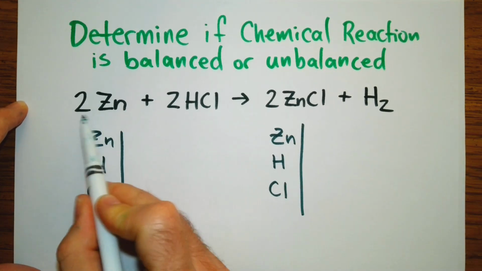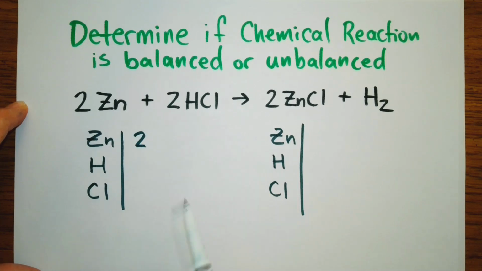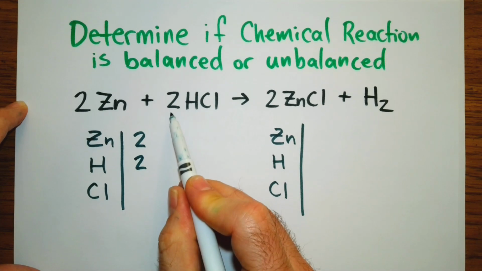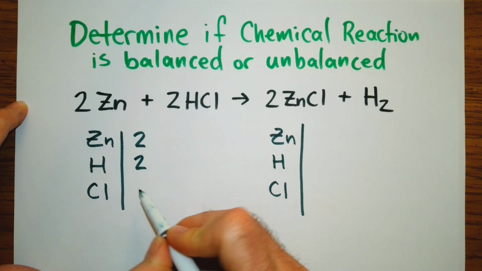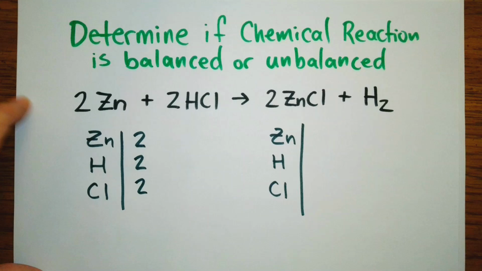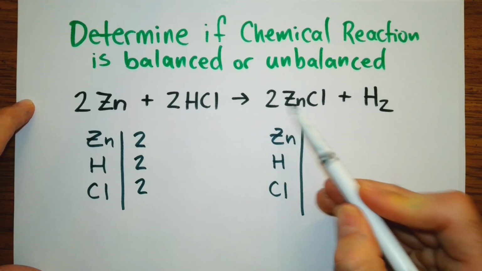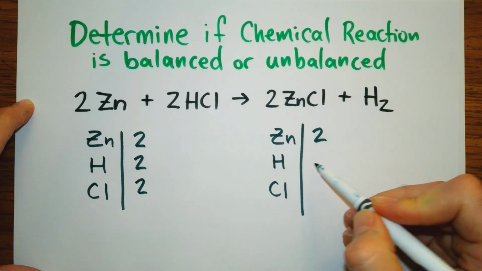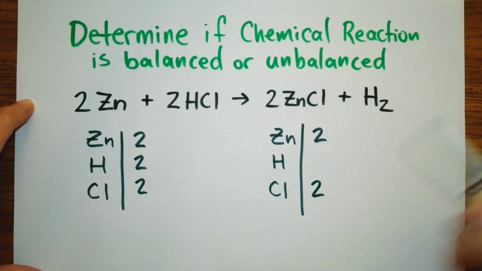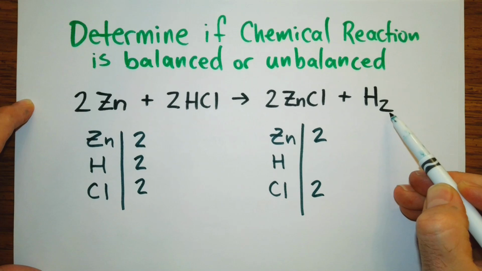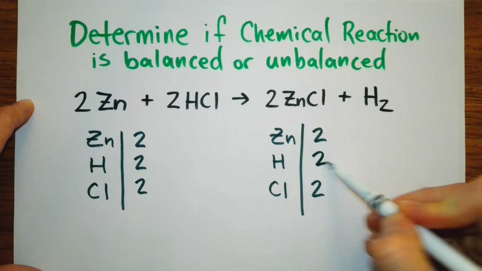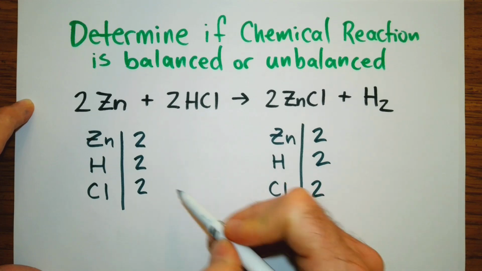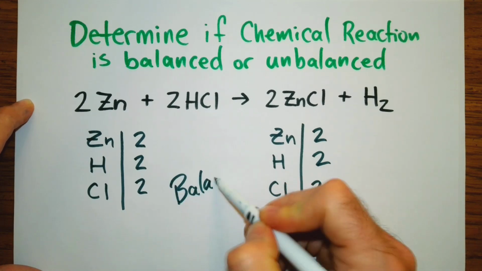And then I have on this side 2 zincs. This coefficient of 2 says we have 2 hydrogens. And that coefficient of 2 also applies to our chlorines. So we have 2, 2, and 2. Coefficient of 2 applies to the zinc and the chlorine. So we'll put a 2 down here. And the subscript of 2 says we have 2 hydrogens. All right, since we have matching numbers on both sides, then yes, this is balanced.